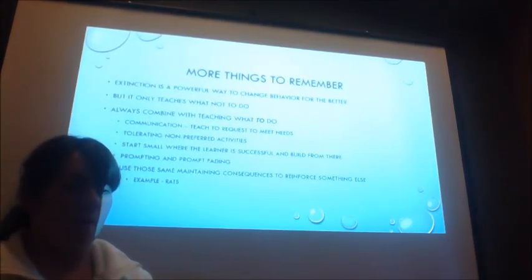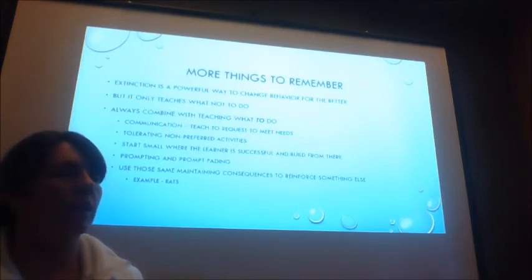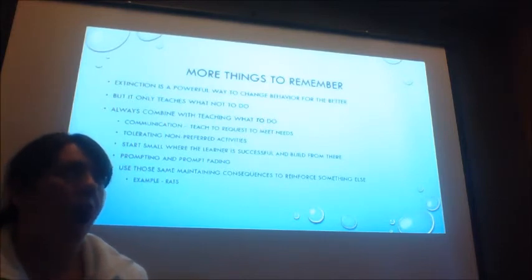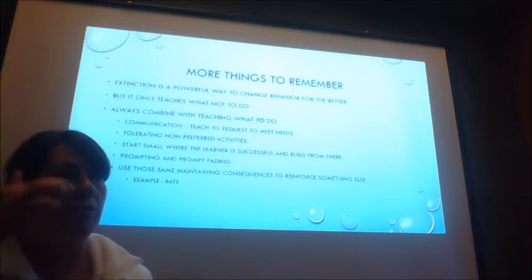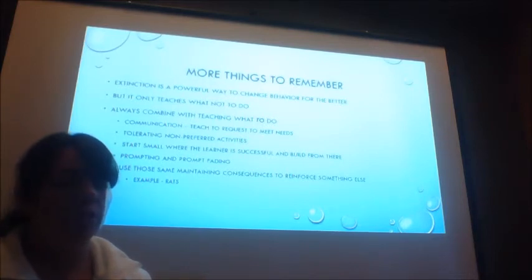Some last things to remember. Extinction is a powerful way, but it only teaches what not to do. So basically, when you have a kid in extinction, you're just saying, don't do that behavior because it's not going to get you what you want. And we talked before about how all those functions are normal needs for people that everybody should be able to access if they need to. So of course you want to combine extinction with teaching what to do, which usually involves teaching communication.